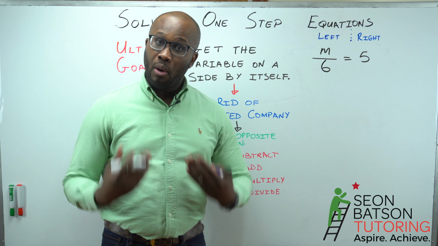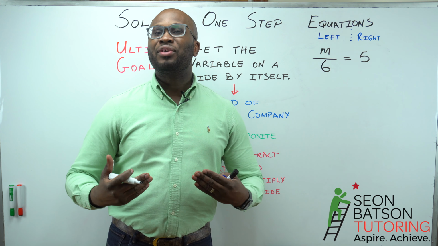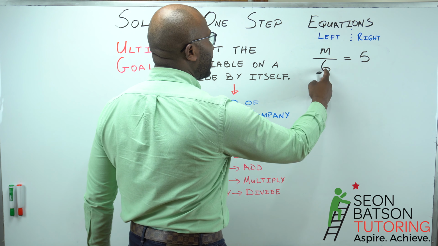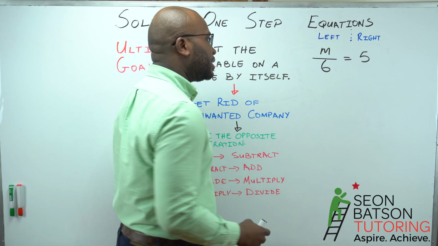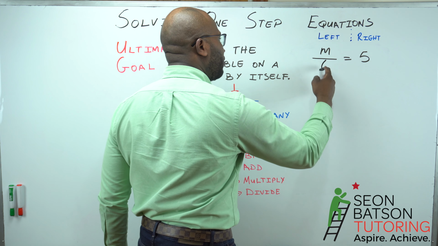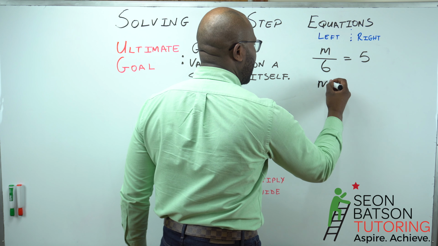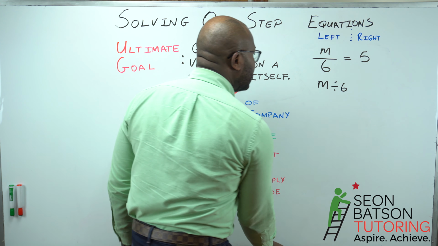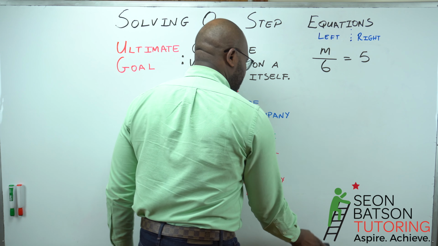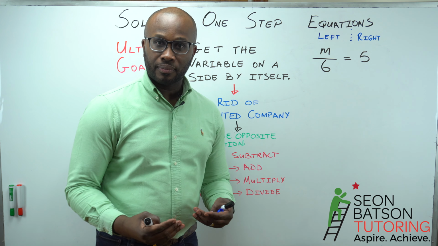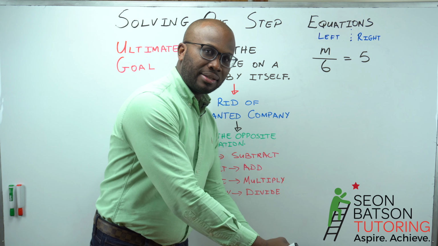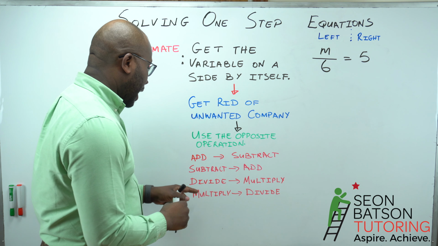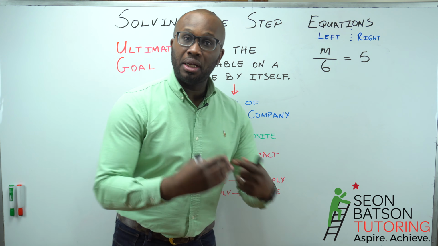Now, how are we going to get rid of the 6? We have to use the opposite operation. Very good. Now, what is the 6 doing to the m? The 6 is dividing the m. M over 6 is the same as m divided by 6. Yes? So, since the 6 is dividing the m, we will have to multiply by 6 to get rid of the 6, because the opposite of division is multiplication.